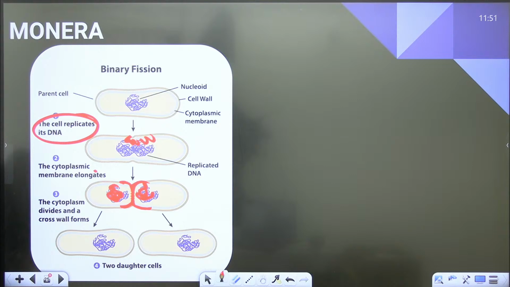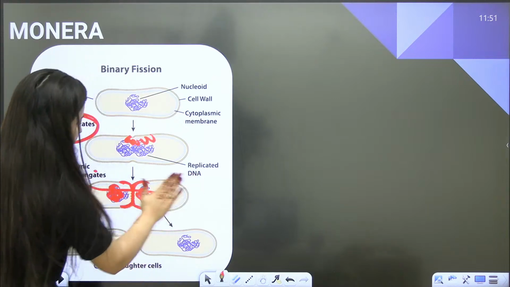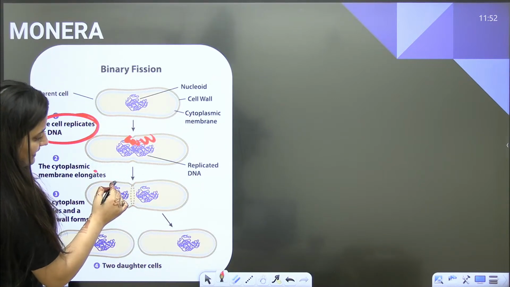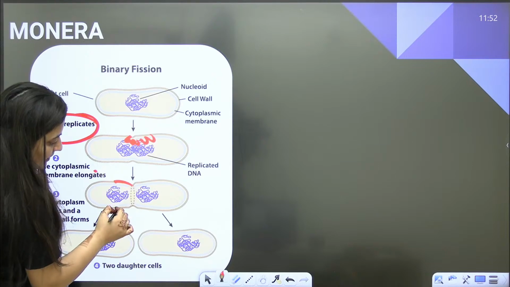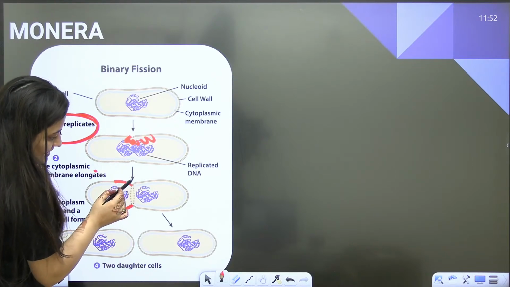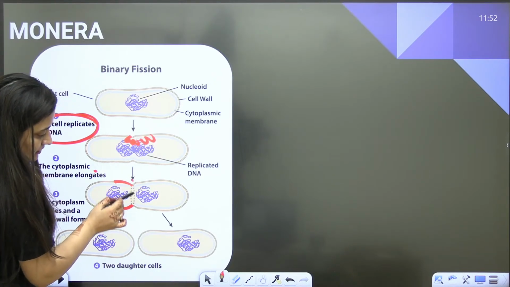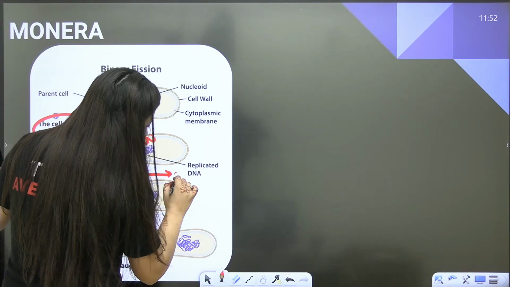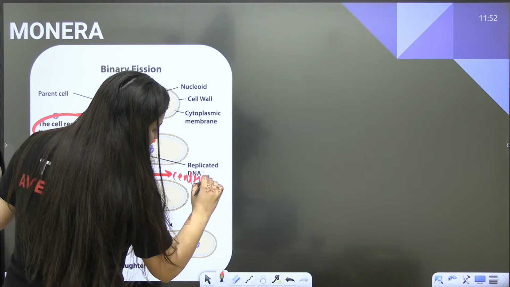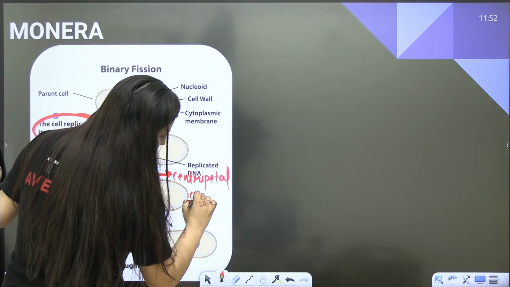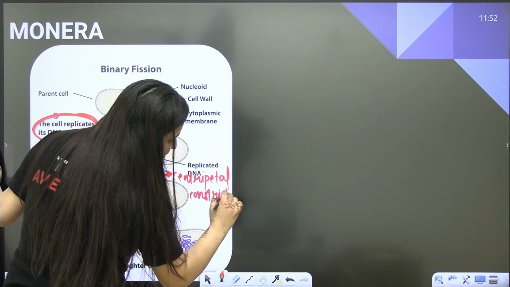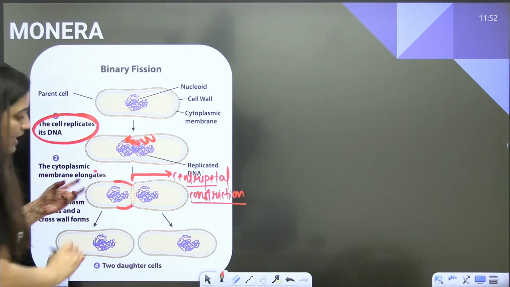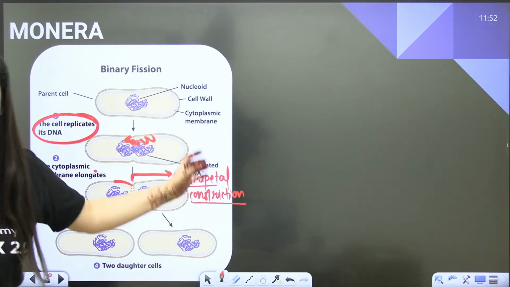So the cytoplasm will also undergo a centripetal constriction. Can you see that? The cell is dividing, and the cytoplasm is also undergoing constriction from the periphery towards the center. That is why I am using the word centripetal constriction here. So that is happening and the cell will divide into 2. This is the binary fission.